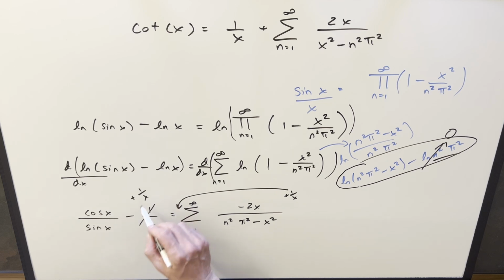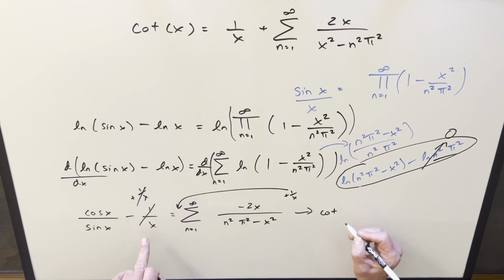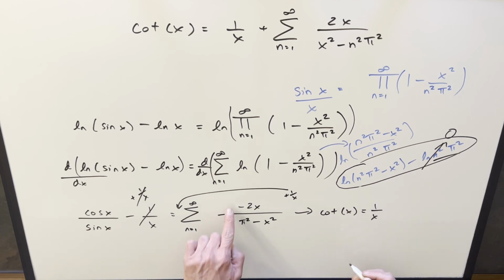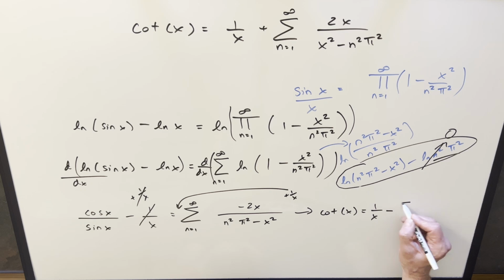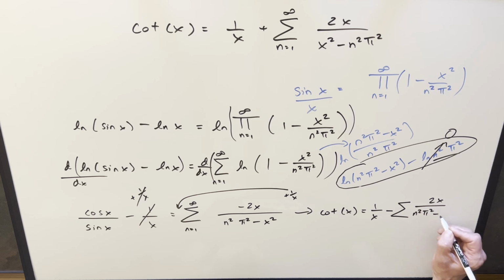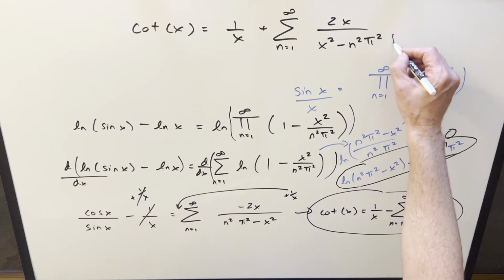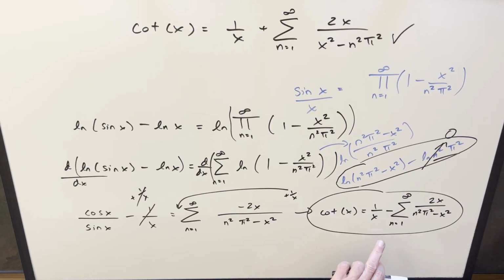So on the left side, this is going to cancel out. But after this cancels out, we're just going to have cotangent of x on the left side. The right side is going to become 1 over x. Let's bring the minus sign in front of the sum, and we're going to have minus this sum of 2x over n squared pi squared minus x squared. And that's going to be our formula, the same thing we have up here. So this thing is pretty nice.